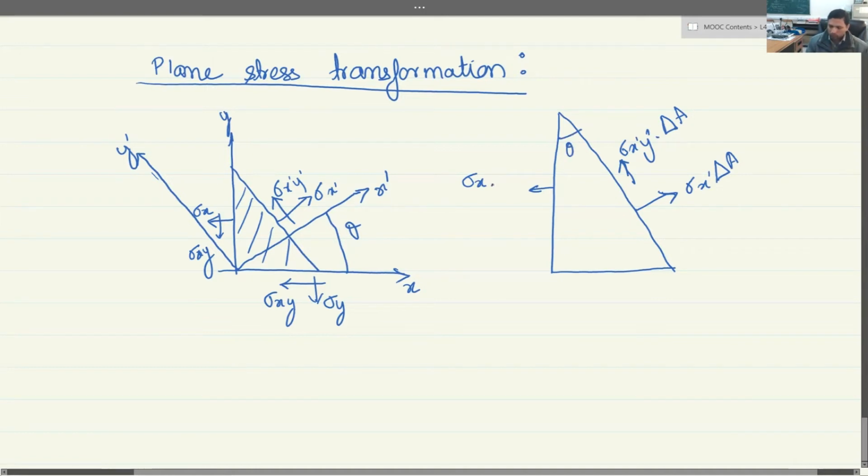So this is a triangular element, and if it is not rotating, it remains stationary under equilibrium, then these forces must balance out. And it is on this principle that we will be able to find a general relation for a plane stress transformation. So let's look at the stresses along the x-axis, along the x prime axis actually.